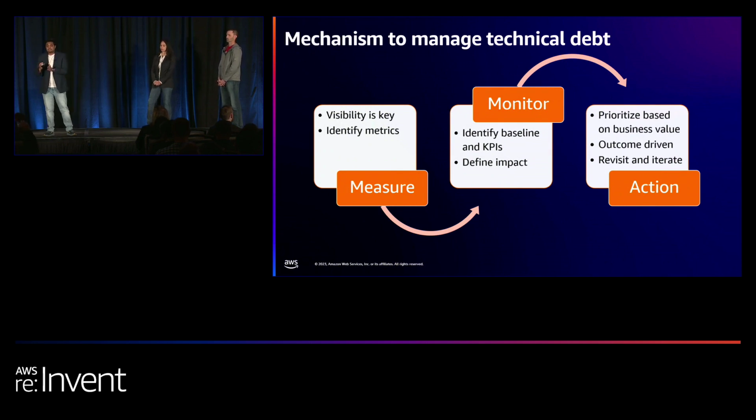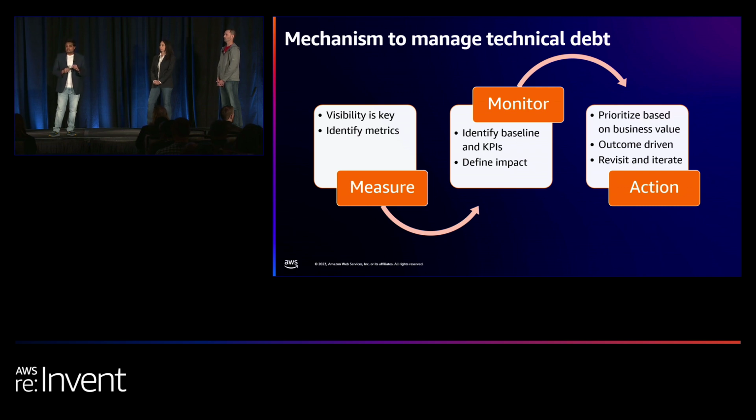So you start with measuring. Without the right visibility, you won't be able to address the problem. So first, you start with visibility. Identify what metrics really matter to your business for technical debt. Examples could be system downtime, developer productivity, customer satisfaction score, or just team happiness, right? So there are different metrics that you can measure.